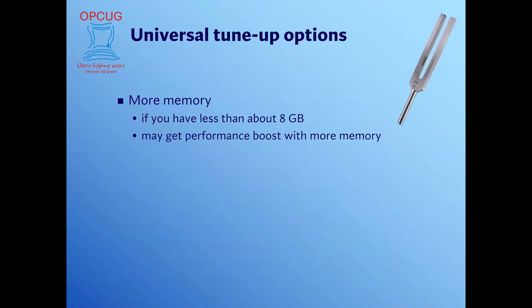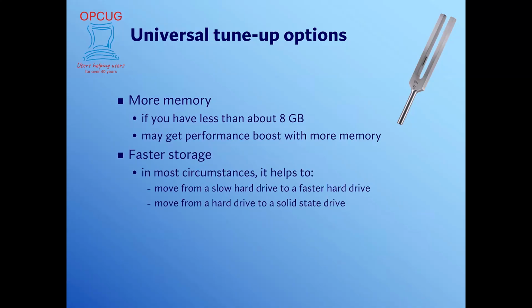So some of the universal tune-up options that are out there, and some of them are not free. More memory. If you have less than about 8 gigabytes of RAM, you'll probably get a performance boost with adding physical RAM to your computer. Faster storage. So if you have a slow hard drive, going to a faster hard drive, or even better, going from a hard drive to a solid-state drive, will improve the performance on your computer at a relatively modest cost.